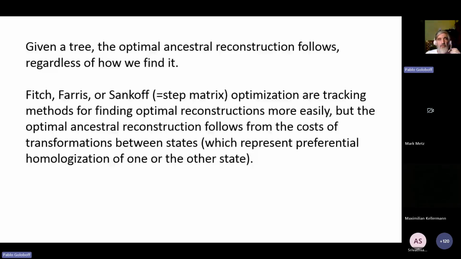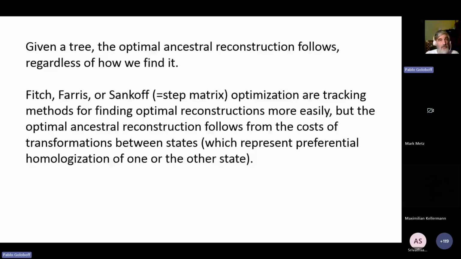When you think of Fitch, Farris, or Sankoff or step matrix methods for optimization, those are simply tracking methods, right? Calculation devices, if you want to call them that, for finding optimal reconstructions more easily. But the optimal ancestral reconstruction follows from the costs of transformations between states, which represent preferential homologization of one or the other state.